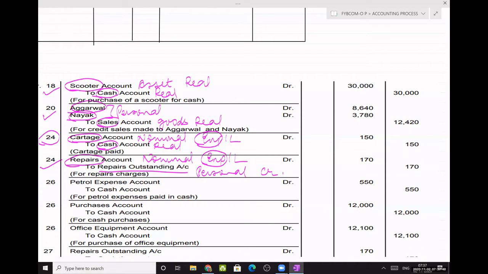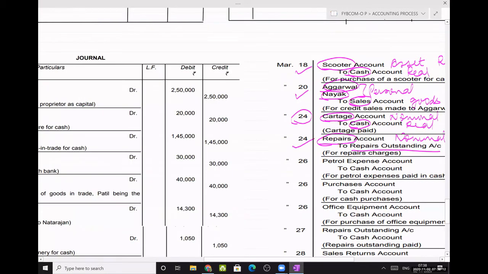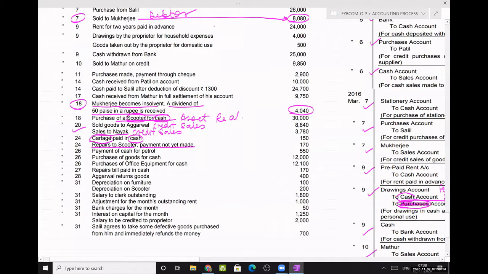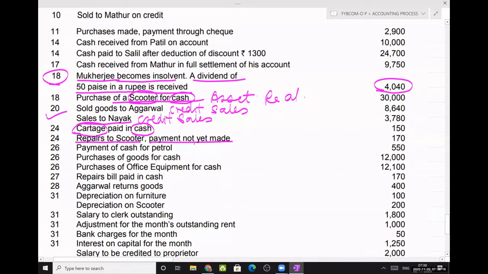I also told you about prepaid, right? Prepaid rent, prepaid salary. It is something that you pay to a person. Prepaid rent, you pay to the landlord. Prepaid salary, you pay in advance to the employee you have, so it is for a person. Is it clear? Payment not yet paid, obviously outstanding.